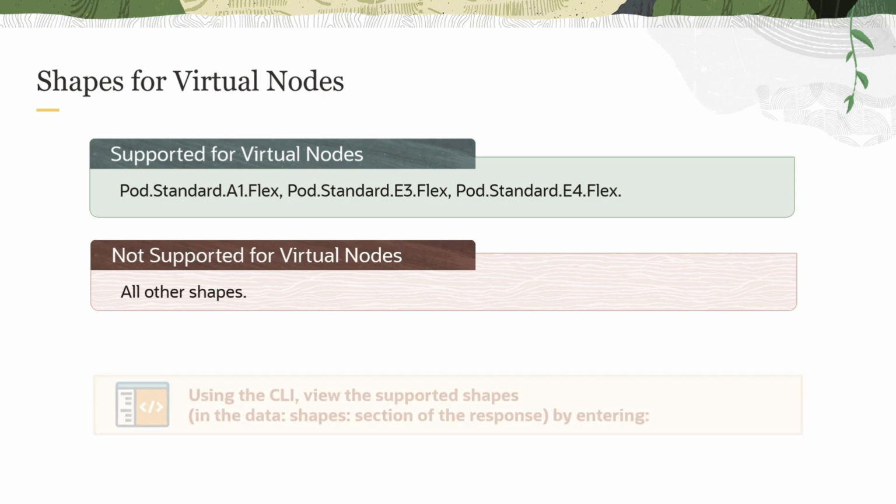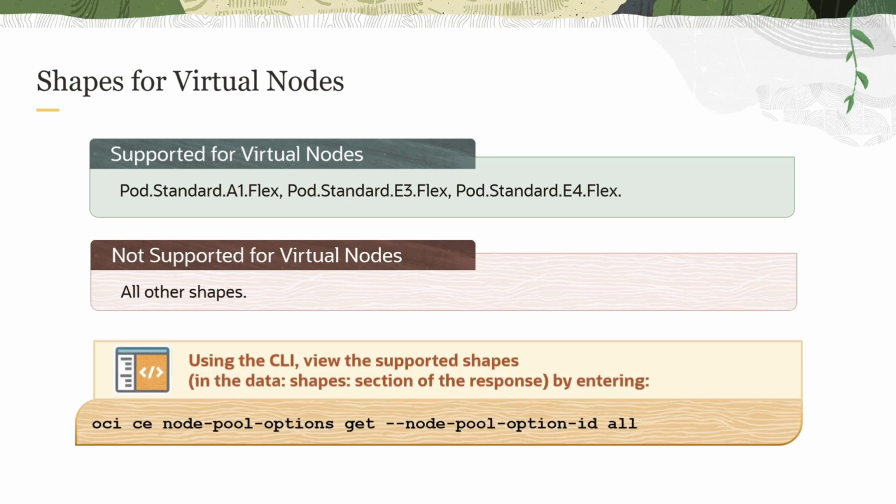To check which shapes are supported by Container Engine for Kubernetes and are accessible in your tenancy, you can view the supported shapes, including specific shape options for virtual nodes, by executing the following command, that is OCI ce node-pool-options get, node pool options ID, all. And of course, you need to look into the data shapes section of the response whenever you hit enter on this particular command.